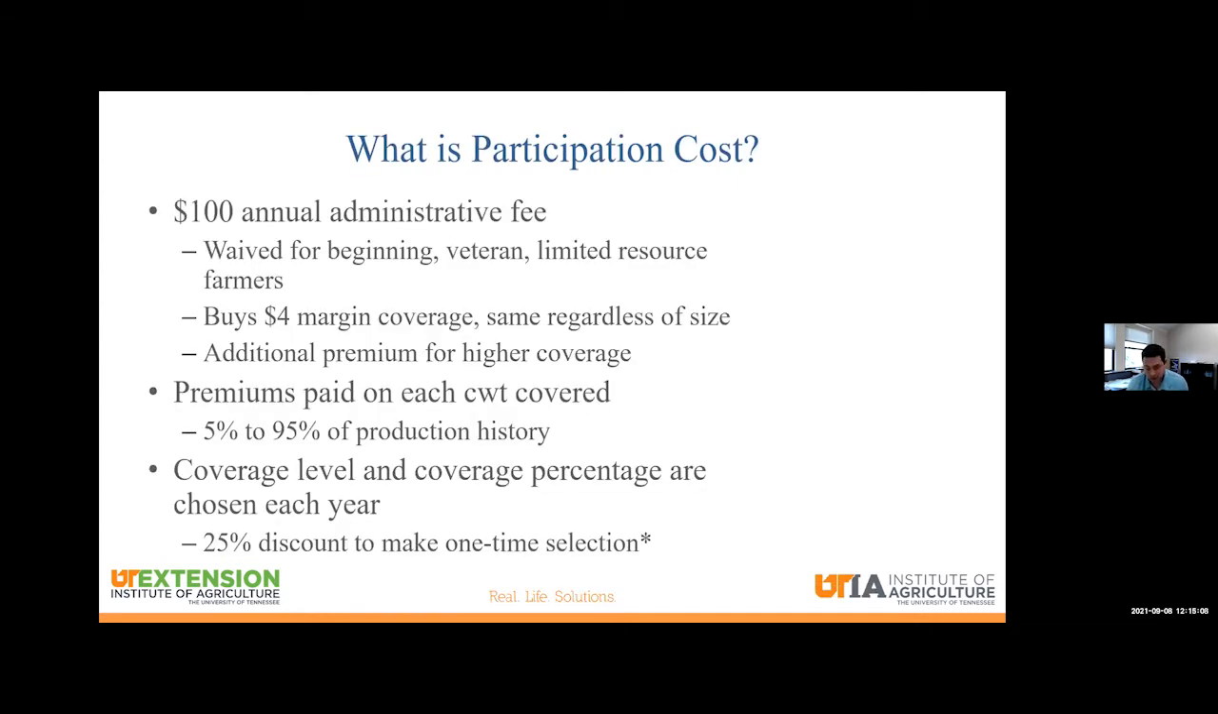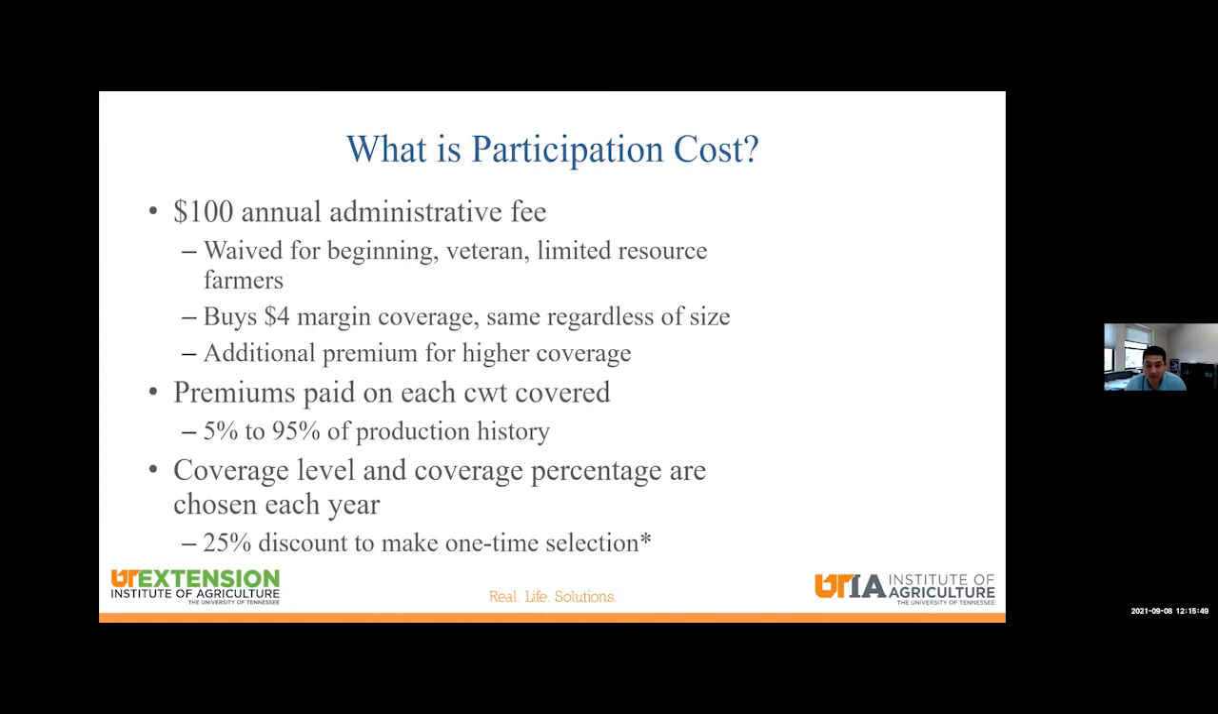And so, okay, Charlie, we know how it's triggered, we know how many pounds we can insure, and we know our production history, but what's the cost? As I mentioned earlier, there's a $100 annual administration fee, and sometimes this can be waived for beginning, veteran, or limited resource farmers, by the definition of that from them. You can also buy $4 margin coverage. It's the same regardless of size, and there's an additional premium for higher coverage. Premiums are paid on each $100 or hundredweight covered, from 5% to 95%. Remember, in the last example, I covered 95%. If I covered 5, it'd be a different premium associated with it.